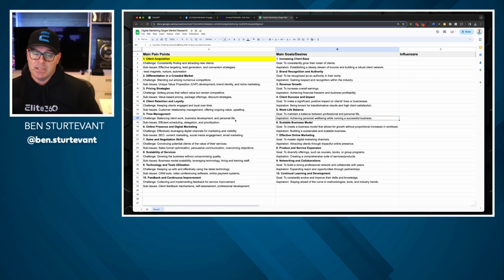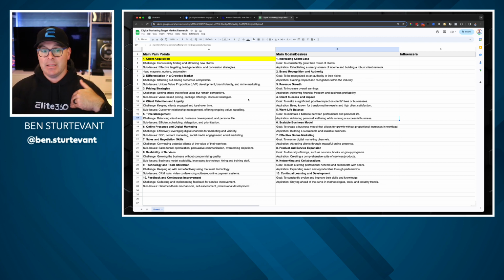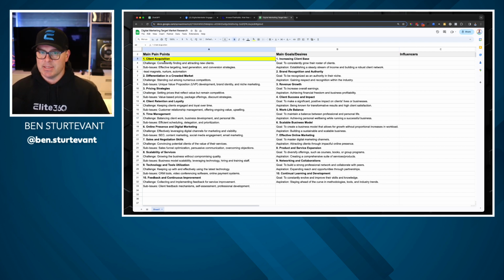And at least what this might do is help open your eyes to some bigger picture things that maybe you weren't thinking of. But what you can then do is take this content and create posting strategies about it. You can create lead magnets from it. So for example, if I know that client acquisition, lead generation is a main pain point of my target audience, what do you think a good lead magnet would be? How about a training that's going to teach them how to generate leads?